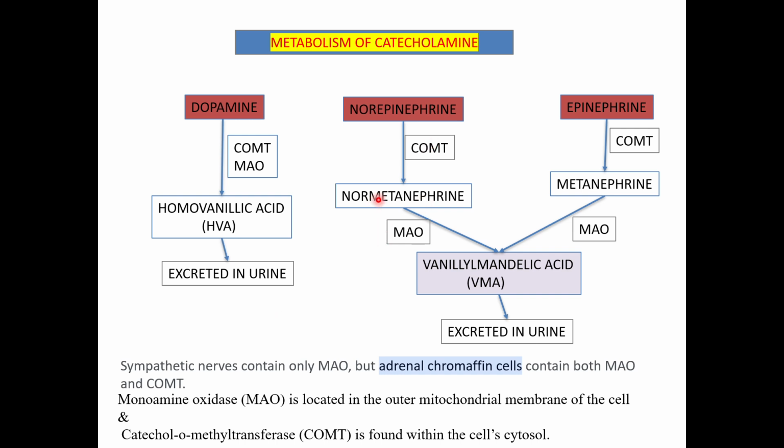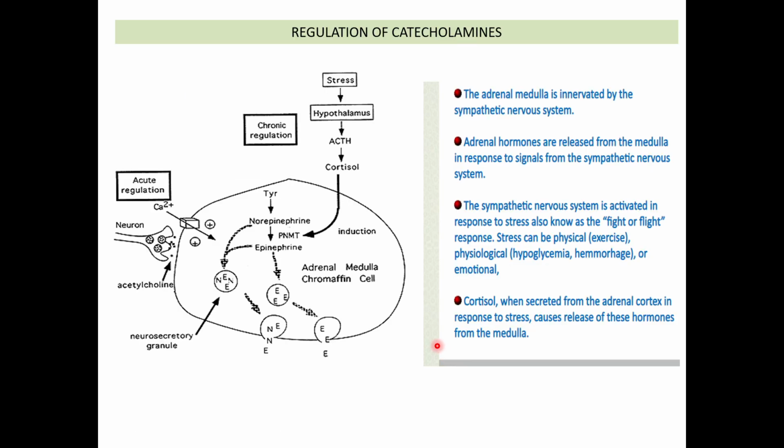Norepinephrine is converted into normetanephrine, and epinephrine is converted into metanephrine in the presence of COMT, and then they are acted on by MAO, which converts them into vanillylmandelic acid, VMA. This is excreted in the urine, and both enzymes MAO and COMT are present in the adrenal chromaffin cells. So next, the regulation of the catecholamines, how they are regulated.